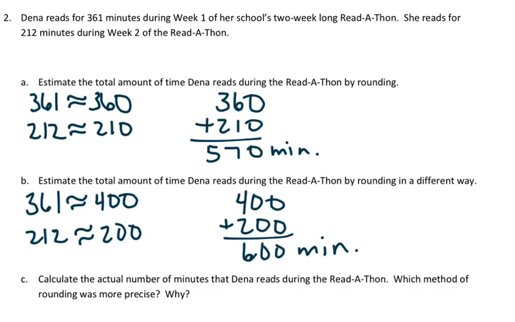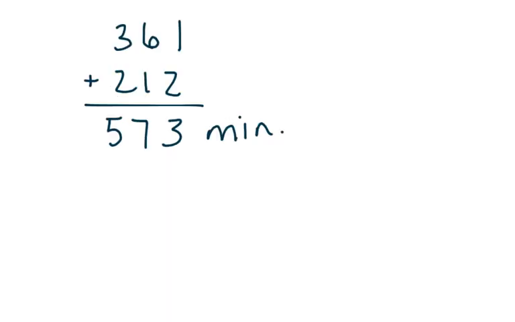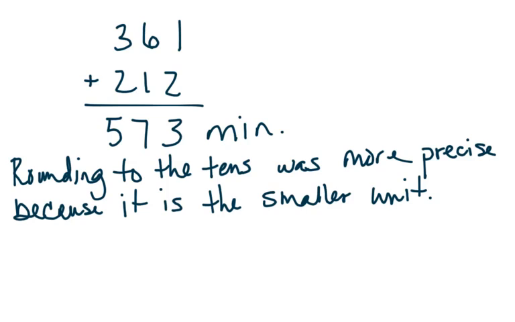Okay, so our actual total I'm going to write is 573 minutes. Okay. And which method of rounding was more precise? I'm going to put that on the next page. And that reads, rounding to the nearest tens was more precise because it is the smaller unit.